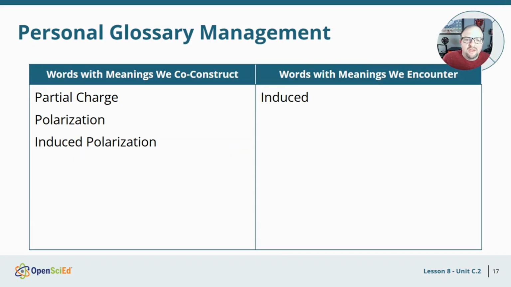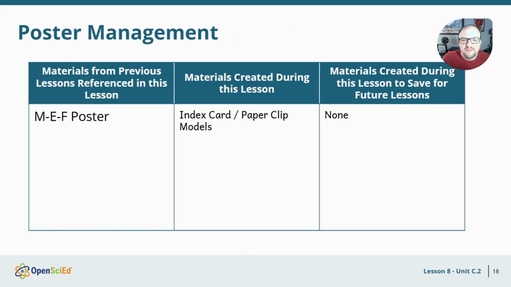We're adding 3 major terms to our glossary today: partial charge, polarization, and induced polarization. We co-construct these definitions based on the paperclip model, ensuring students understand that induced means that it was forced to happen by a nearby charged object without contact. We are updating our matter energy forces poster with our new findings about forces at a distance.